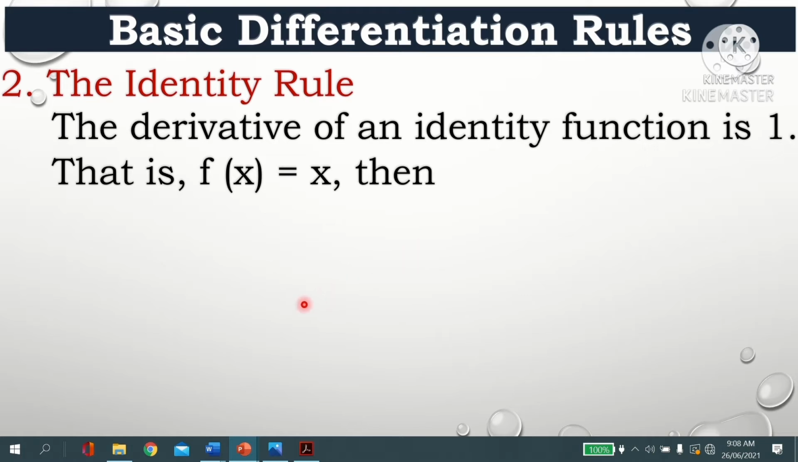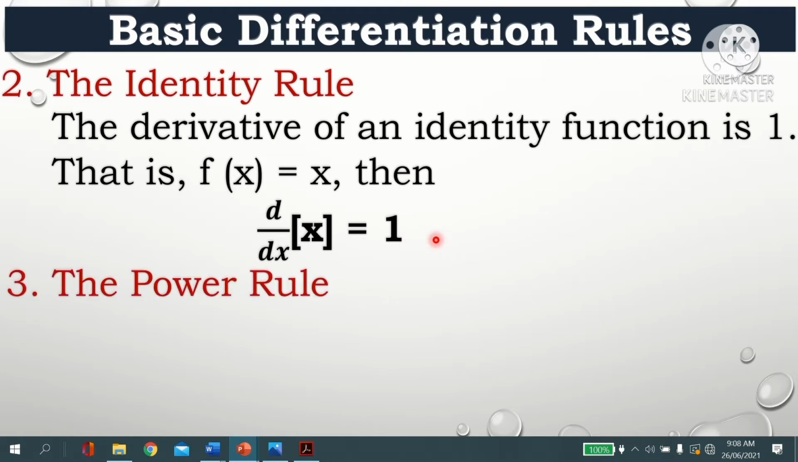So, this is the representation. d over dx of x is equal to 1. So, itong x po ito represents the identity function. So it's always equal to 1. So that's for identity rule.